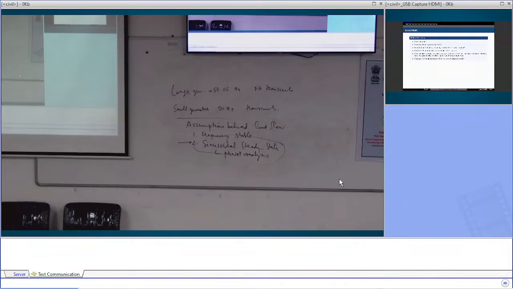So it will disturb the frequency. How? Because this is a small generator, the entire grid is at a higher frequency. Yeah. And suddenly the load drops.